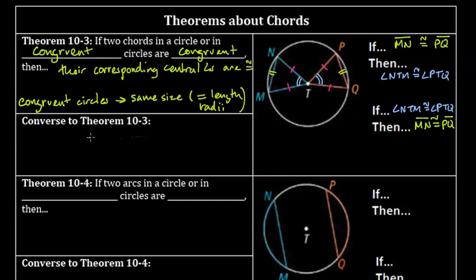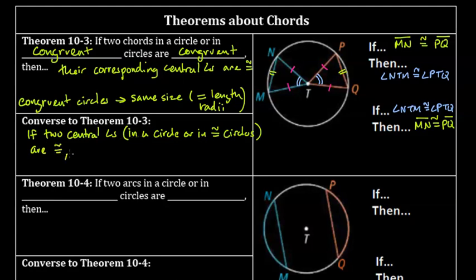Or if I was going to write that in words, it would say something along the lines of: in a circle or in congruent circles, if two central angles are congruent, then their corresponding chords will be congruent.